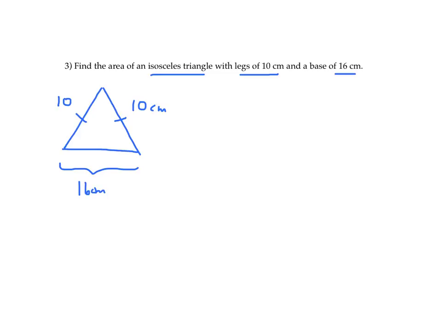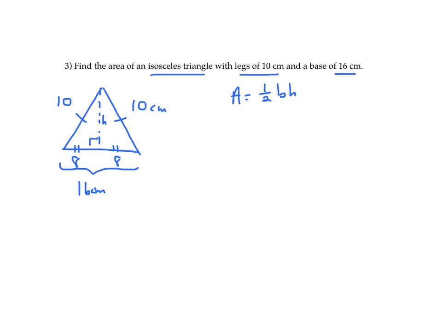So what we don't have is the height. For the area of a triangle, we need that height because our formula is 1/2 times the base times the height. So if I just take a second to draw in the height, remember that's perpendicular to the base. When you draw in that altitude or that height in an isosceles triangle, it bisects this side. So each of these little segments would be equal to 8. So we can use this little right triangle to solve for the height.